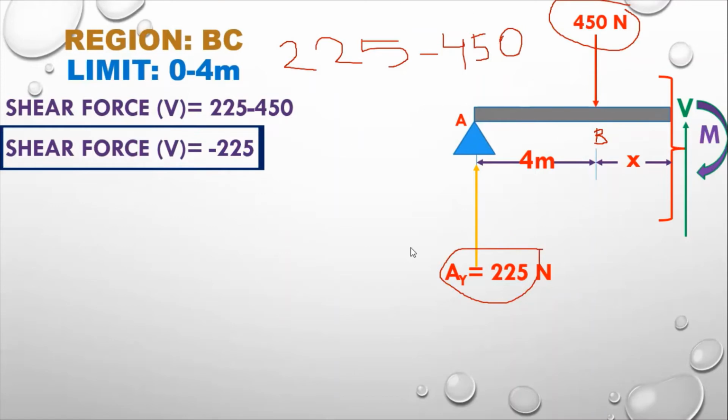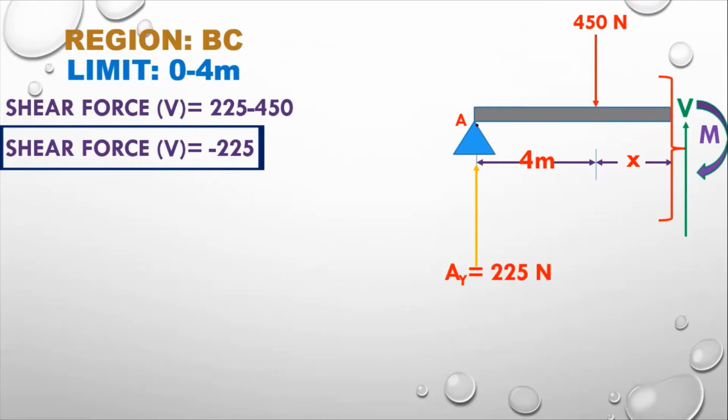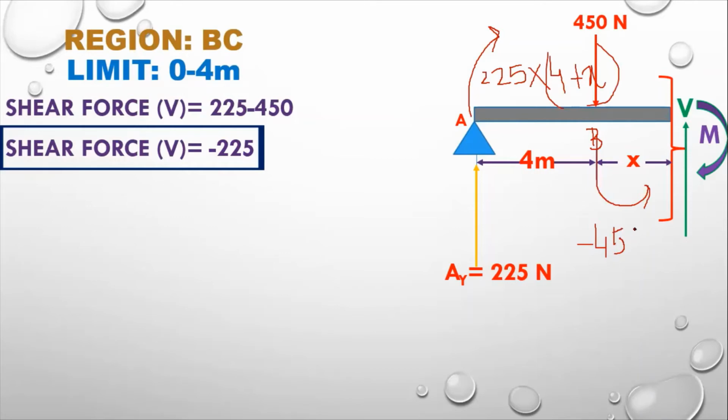Then we have to sum up bending moments here. Let me clear all ink from the screen. Now when I rotate this AY towards this section cut, AY means 225 should be the positive one, because clockwise is positive, multiplied by the distance from A to B plus up till the section cut, so it will be 4 plus x. And when we rotate this force 450 Newton, it will be minus because it is anti-clockwise, and 450 into x.